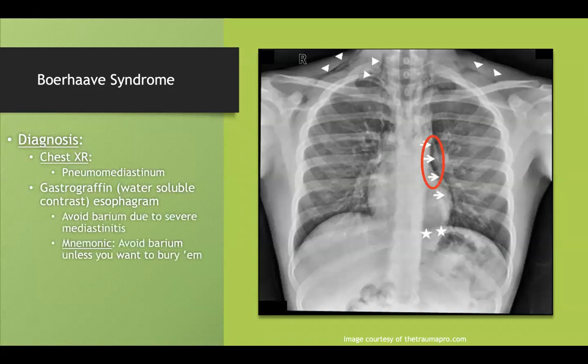And so I just remember the mnemonic. I think of it as: I avoid barium unless I want to barium. So just as an idea. And then treatment, you have to surgically correct Boerhaave syndrome because the esophagus is actually ruptured. It's a surgical emergency.